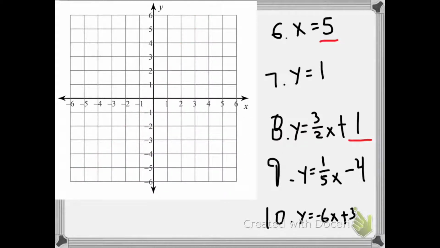So for the last problem, number 10, our y-intercept is at 3. And then our slope is -6. So I'm just going to go down 6. So 1, 2, 3, 4, 5, 6, and then over 1 to the right. And then I'm just going to connect the line since it's going to go off the graph if I try to plot another point. So the line should look something like this. And then you draw your arrows. And this is how your line should look. Hopefully you got all those problems right.